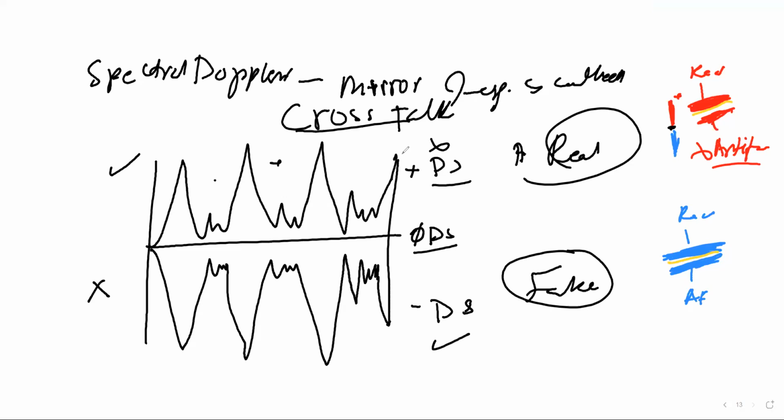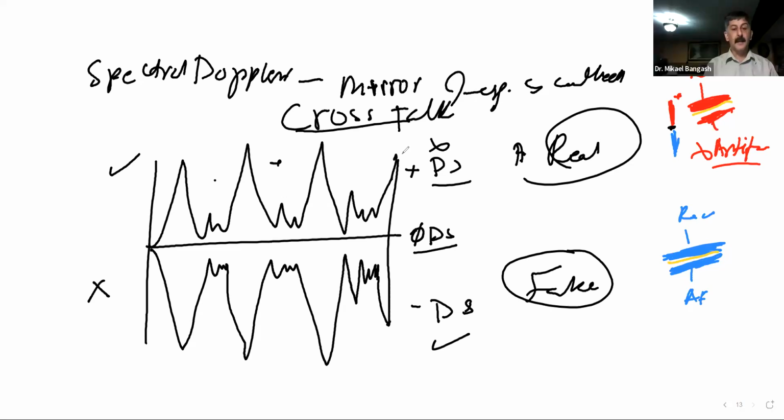So the question is, let's say we're measuring a negative Doppler shift, and this one here was going to be the fake. How will we know that this one here is the fake artifact? Or vice versa. If you say we're measuring a positive Doppler shift, this would just be the artifact, which will be fake.